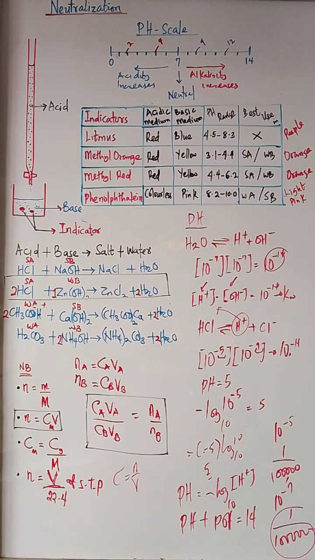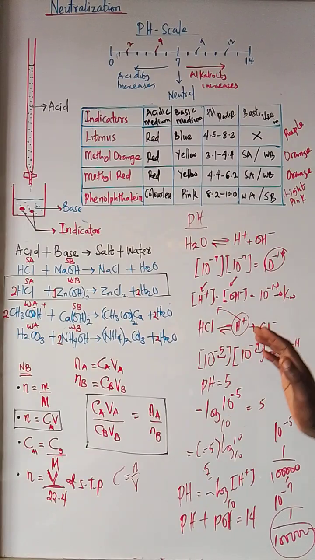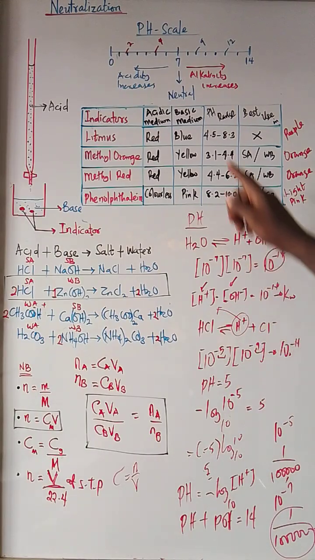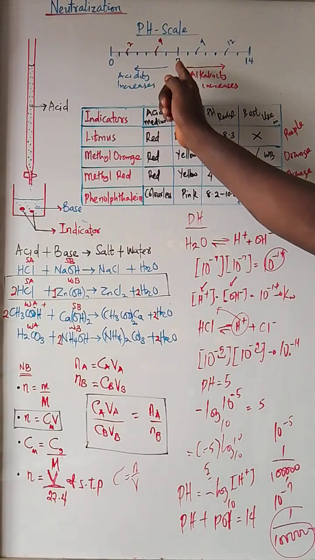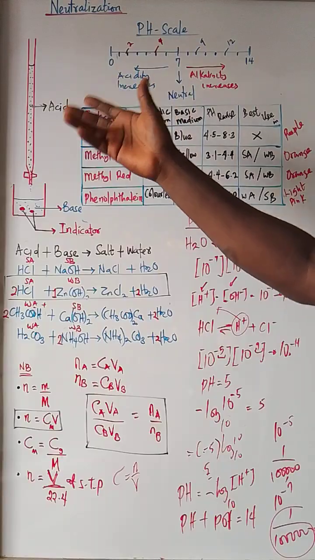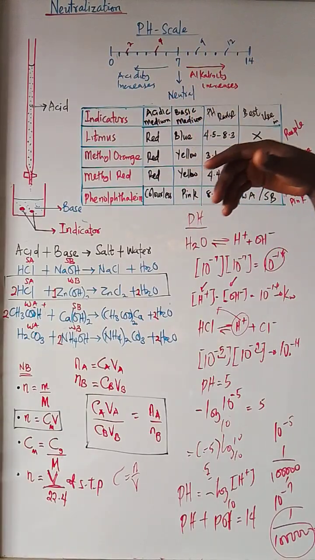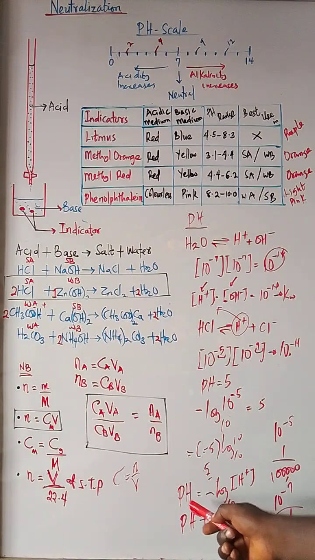So it means when the concentration of hydrogen increases, this number, neglecting the sign, will be reducing, from let's say 7 to 6 to 5 to 4. And as this one is reducing, this one will be increasing. And that is why for pH, as the pH value is decreasing, it means its acidity is increasing. And as the pH increases, the acidity is reducing, or the alkalinity is increasing.